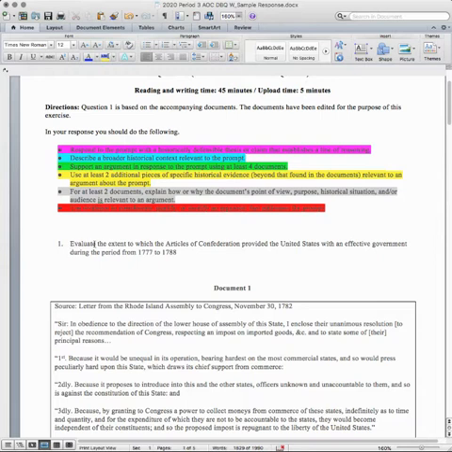The question here says evaluate the extent to which the Articles of Confederation provided the United States with an effective government during the period of 1777 to 1788. So the first thing I noticed here is, okay, these are my time periods I got right here. 1777 to 1788, Articles of Confederation. So we talk about a new country. So now I'm going to really try to focus in on periods 2 and 3, maybe draw some connections to period 1 and earlier periods as well. That's what I wanted to focus on, okay? So let's keep going.